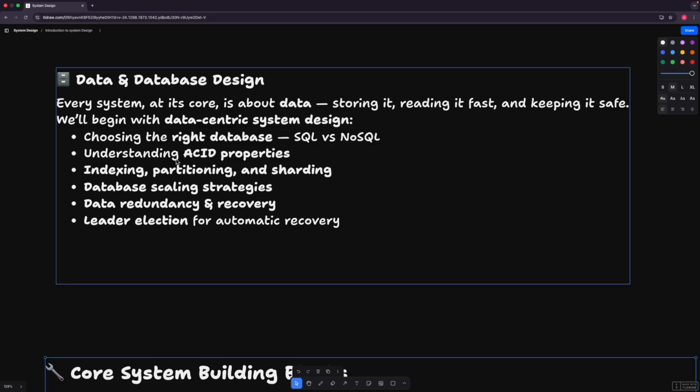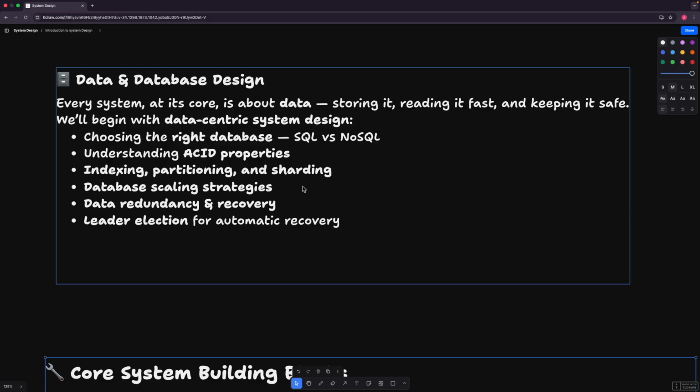Then we'll touch upon the ACID properties in SQL databases. Then we'll discuss indexing, partitioning, and sharding, which will help us build an efficient and robust database that can withstand high load. And then we'll discuss database scaling, which may be horizontal or vertical scaling. Then we'll discuss data redundancy and recovery.